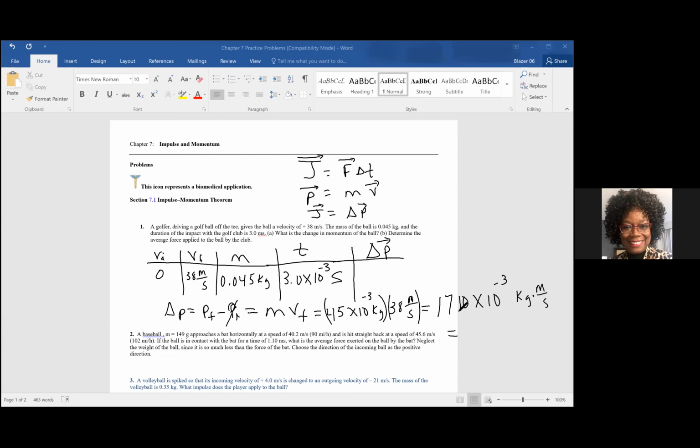So when you give me your answer now, -3 means find my decimal, which is at the end of the problem, and go back 1, 2, 3. So my answer is just 1.7.